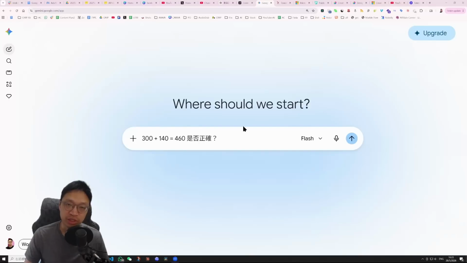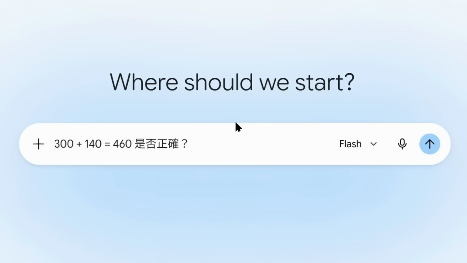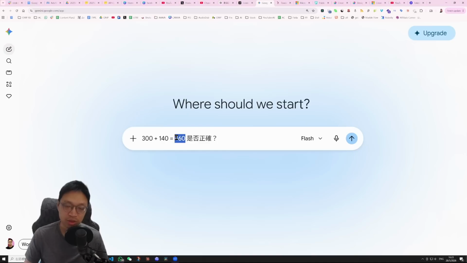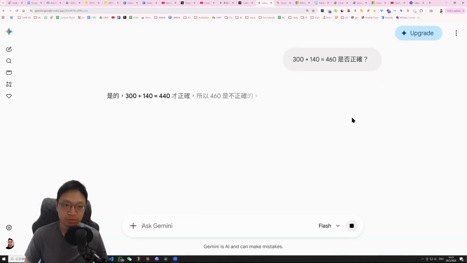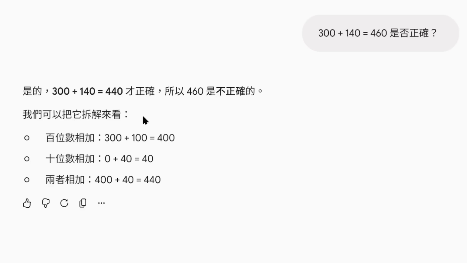Recently, Gemini got this simple math wrong. 300 plus 140 equals 460. Let's test it live. In the first test, it first said yes, then said 300 plus 140 should be 440. So 460 is wrong.